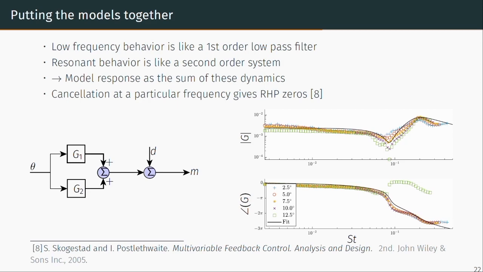And by adding these two different responses together, you essentially get a cancelling out of the dynamics at some intermediate frequencies, and this gives this sharp trough in the frequency response. This is something that is typically seen in certain feedback control problems, and this trough is known as right half plane zeros, which cause particular challenges for feedback control design.